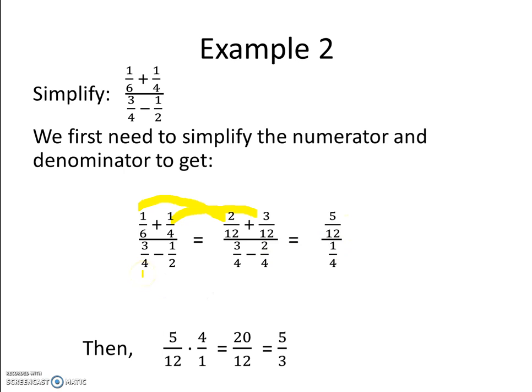3/4, we leave the same. We change 1/2 to 2/4. 3/4 minus 2/4 equals 1/4. Again, we take the 5/12 and multiply by the reciprocal of the denominator, which is 4/1, and we find that equals 20/12, which reduces very nicely to 5/3. So the answer is simply 5/3.